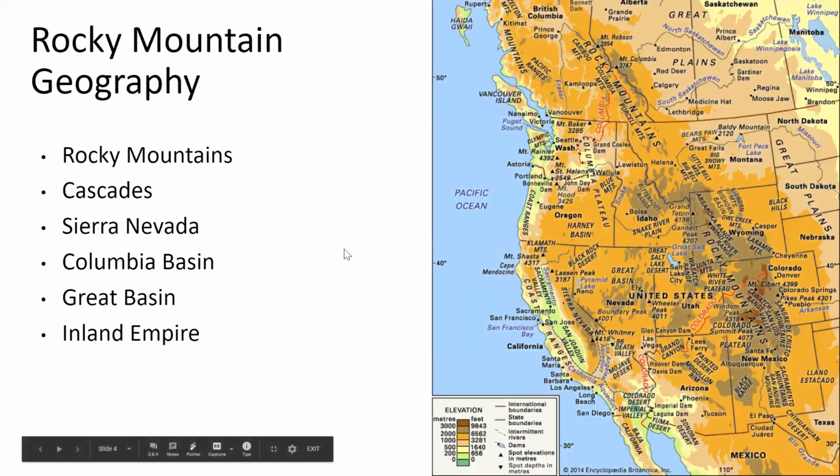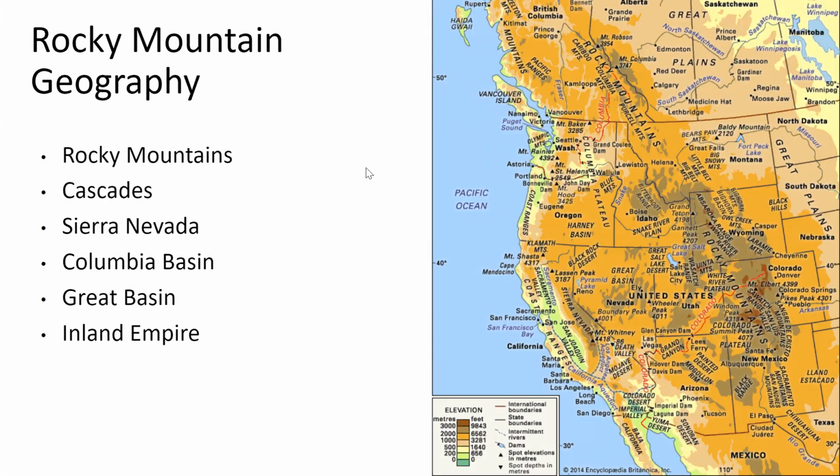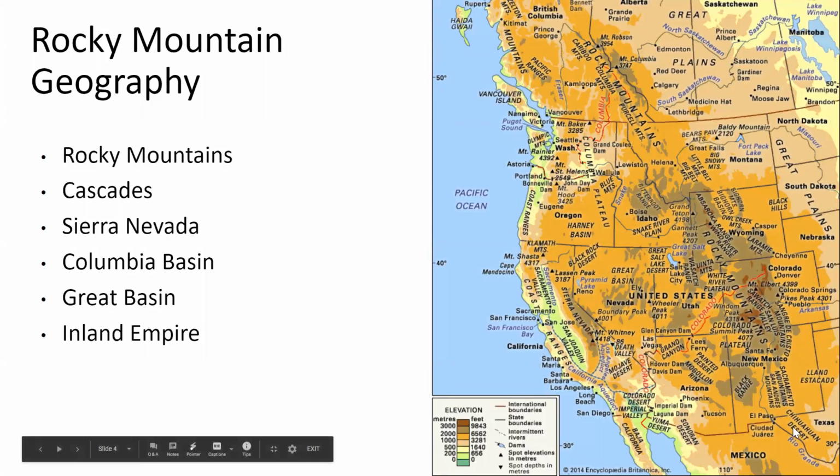So first of all, I just want to give a quick overview. If you're not that familiar with the Rocky Mountains and the geography there, it consists of several mountain ranges, right? The Rockies extend from British Columbia and Alberta all the way down into Mexico. We talked about that in the first lecture.